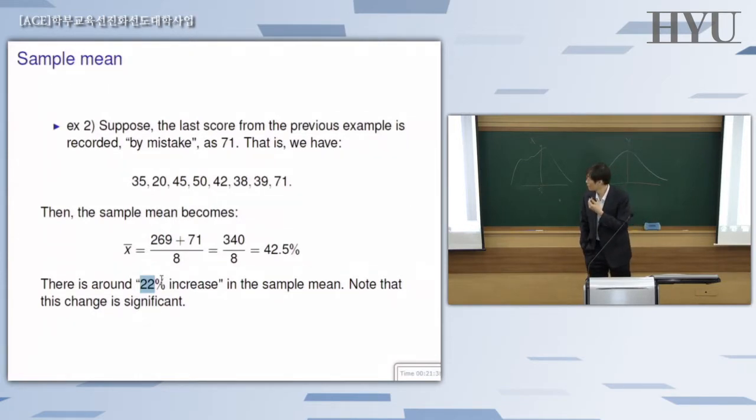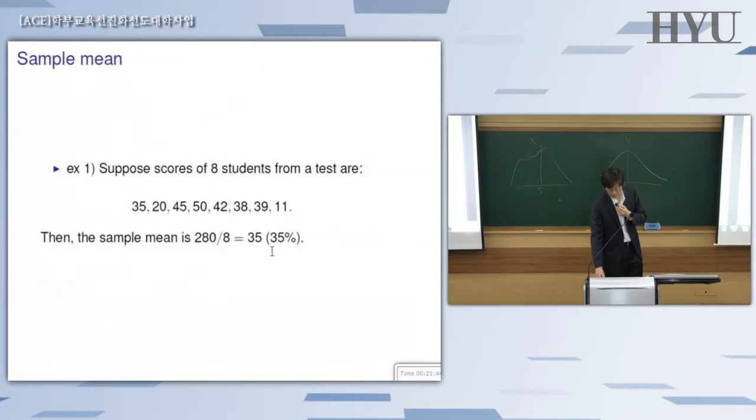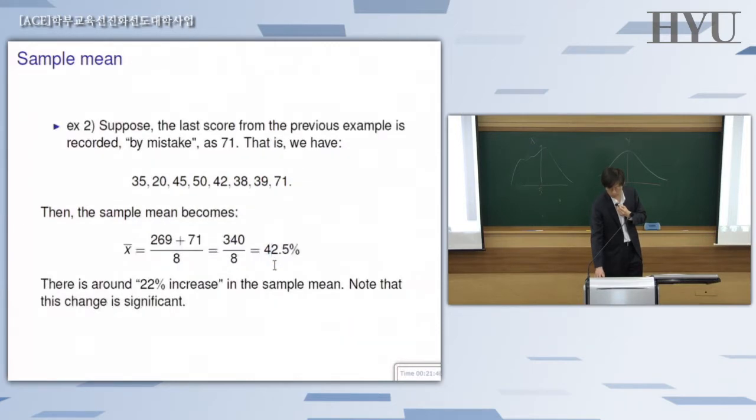7 is the difference between 42.5 and 35. Yeah, this one, minus 35. Yep, and divide by 35.